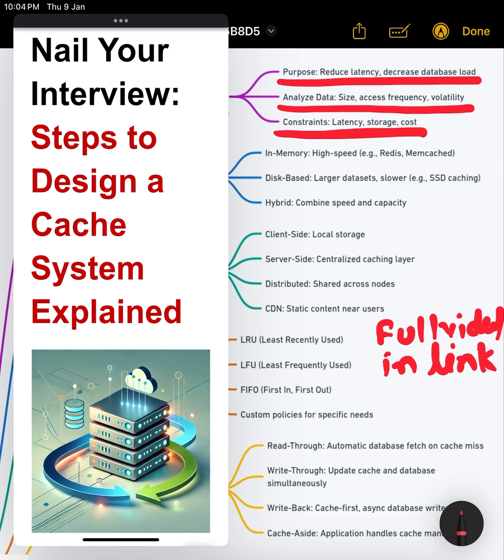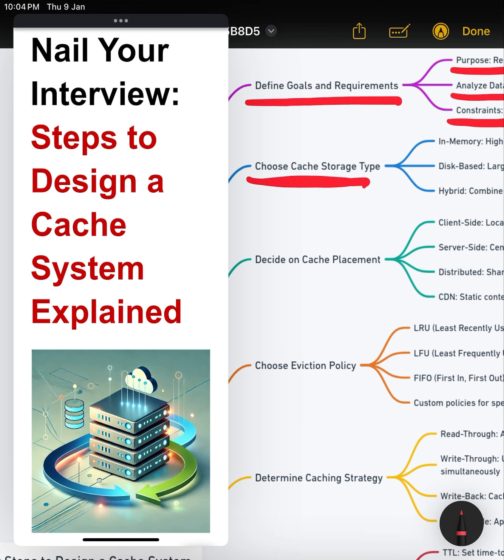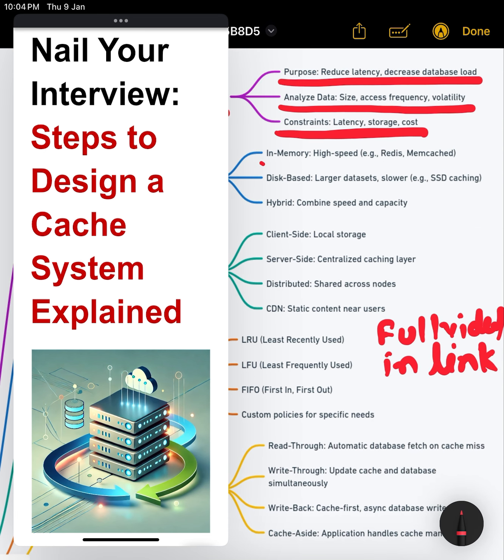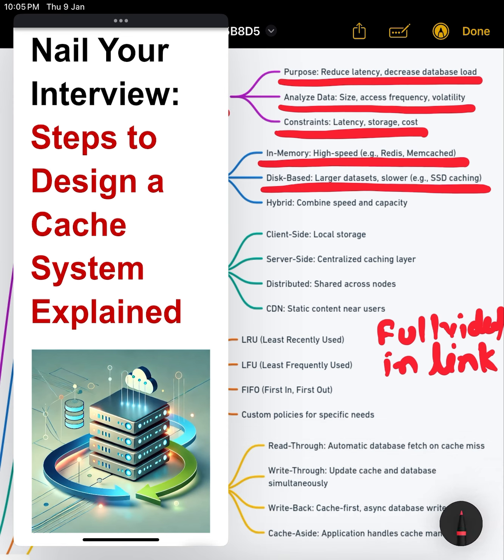2. Choose the cache storage type. In-memory cache, used for high-speed access, e.g. Redis, Memcached. Disk-based cache, used when large datasets need to be cached but with slower access, e.g. SSD-based caching. Hybrid, combine in-memory and disk-based caching for a balance between speed and capacity.